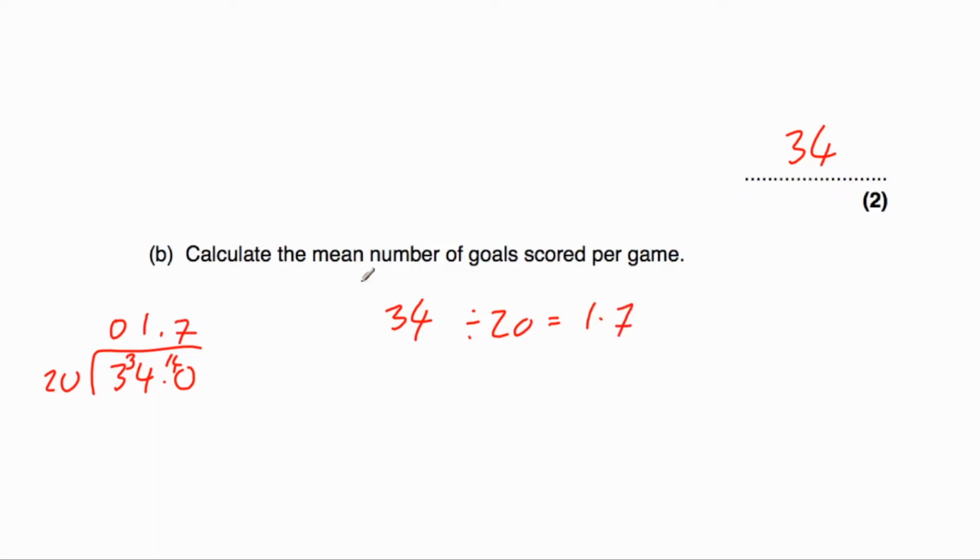And remember, to find the mean, we divide the total by the number of numbers. In other words, we divide the total by the total frequency.